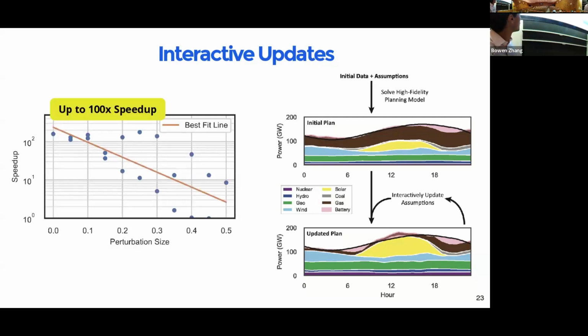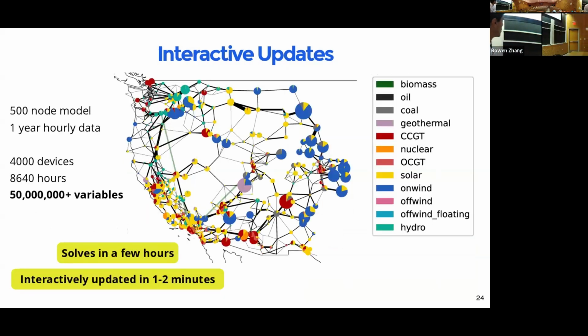So just to see some examples of this, depending on how much you change the parameters, you can achieve upwards of 100 times speed up. So if it took you 2 hours initially to solve the problem, then it might only take you 1 minute to receive your updated solution. And so, yeah, this is that example. As a case study, we solved a 500 node model of the Western US interconnect using data from the PyPSA-USA dataset, which is a great dataset for US grid work. And we used 1 year of hourly data. So the total system has over 50 million variables in total, and it takes a few hours to solve initially, but only a few minutes to update when you want to change the plan.